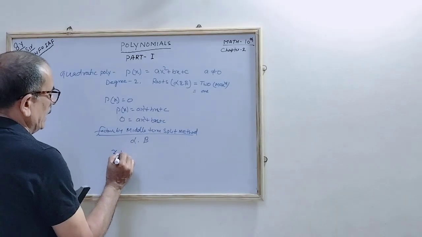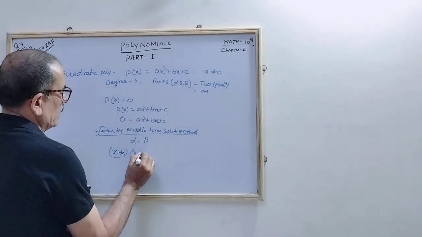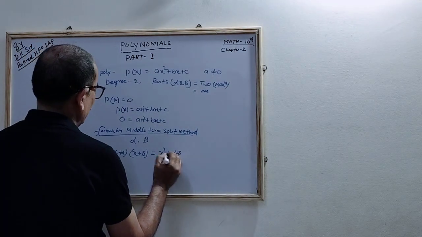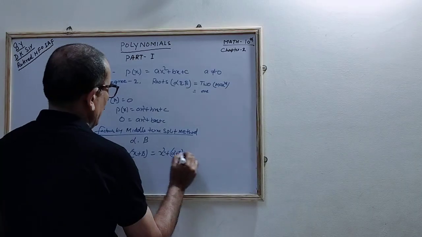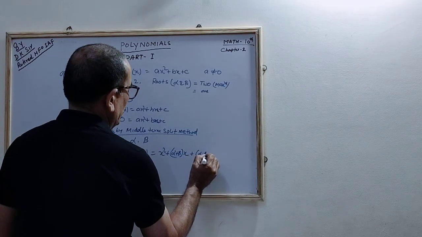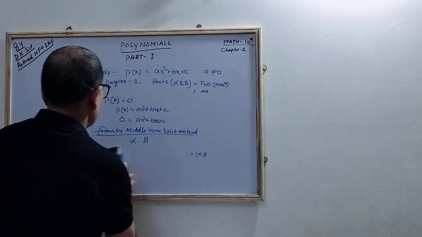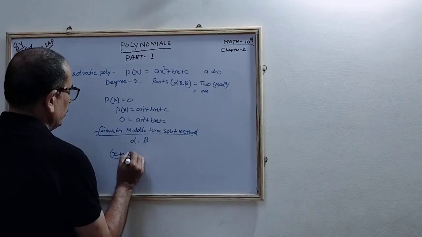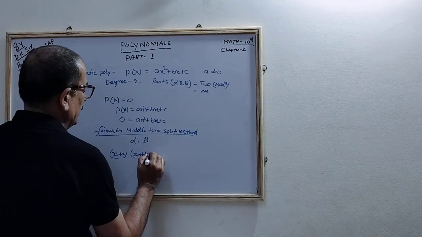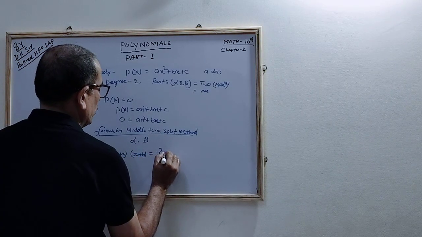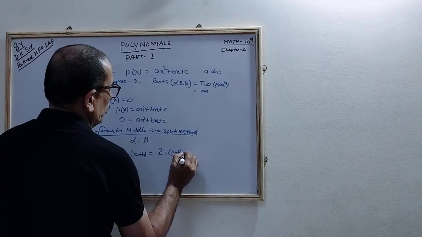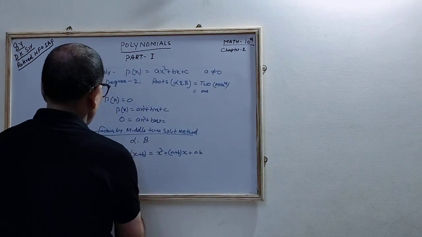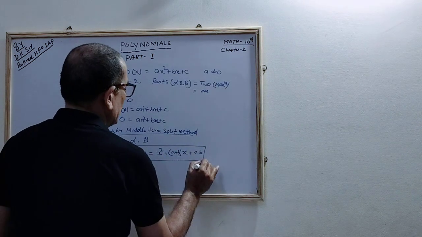What was the formula? (x plus alpha) into (x plus beta) was equal to x square plus (alpha plus beta) into x plus alpha into beta. So we will not write alpha beta, you will get confused. What I will write is (x plus a) into (x plus b), because in the identity they use alpha beta. So it becomes x square plus (a plus b) into x plus a into b. Understood? This is the formula we are using for the middle term split, correct?